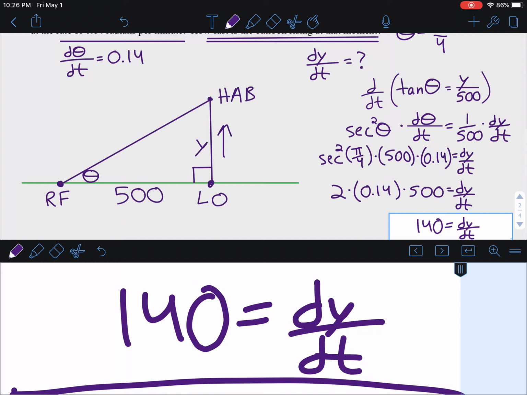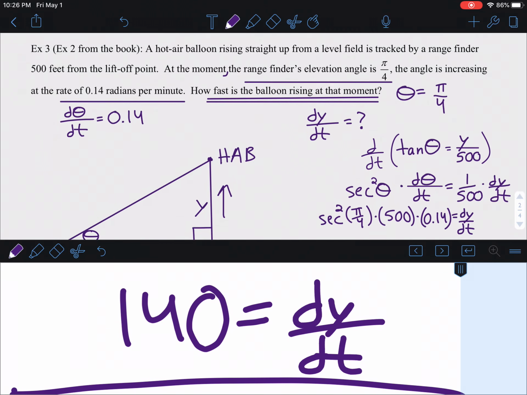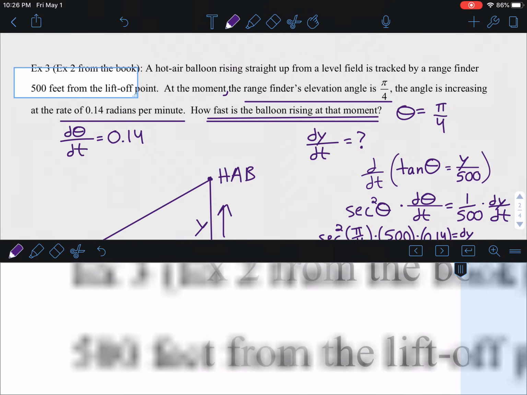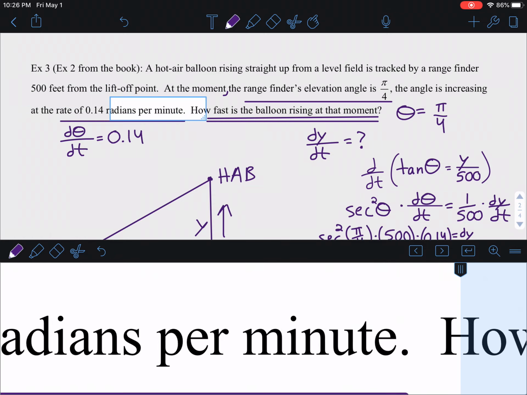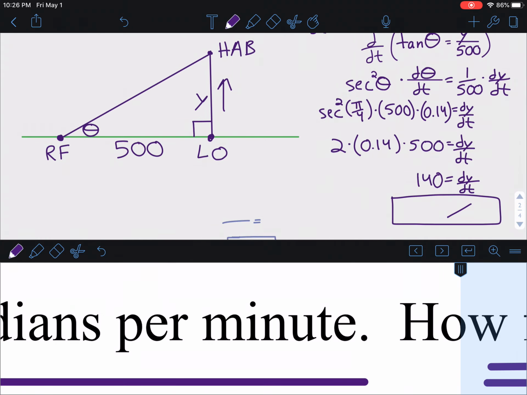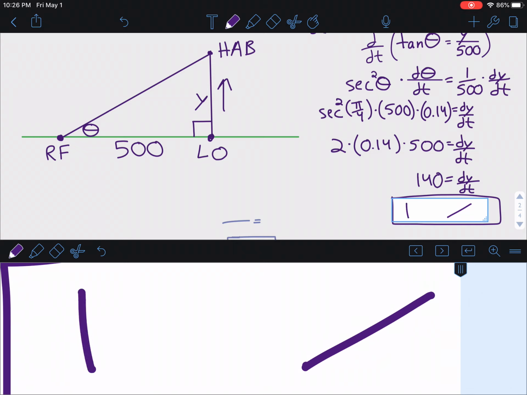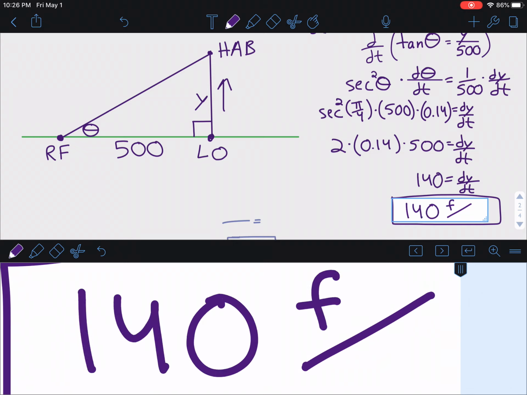And so the last thing I need for this is units, right? And so let's look back at the question, right? We had 500 feet for the distance between the rangefinder and the liftoff point, so we can use feet for distance, and time is again in minutes. And so I can say my final answer is 140 feet per minute.